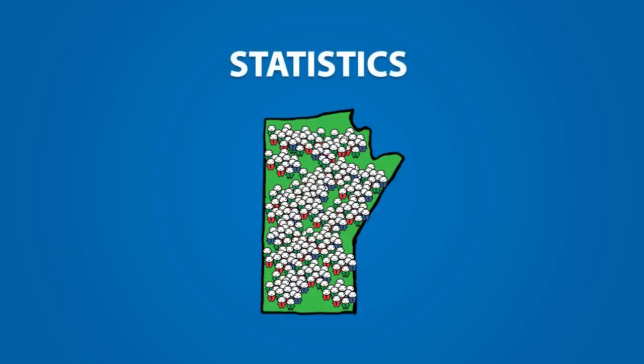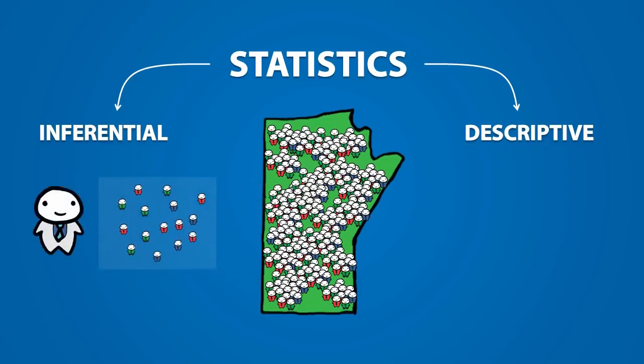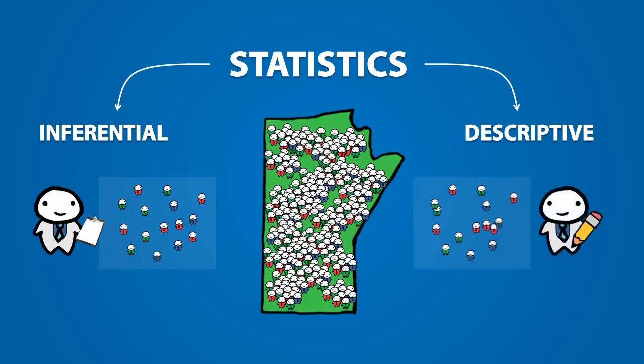There are two kinds of statistics. There is inferential statistics and there is descriptive statistics. Inferential statistics deals with taking a sample and analyzing that sample to make judgments or claims about a population. Descriptive statistics refers to getting data and talking about it.